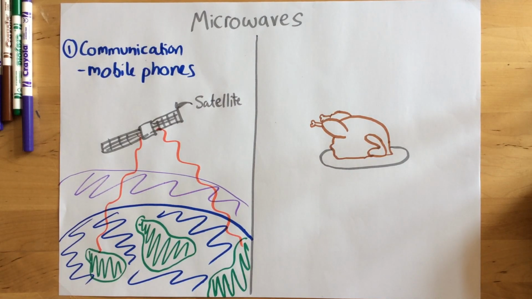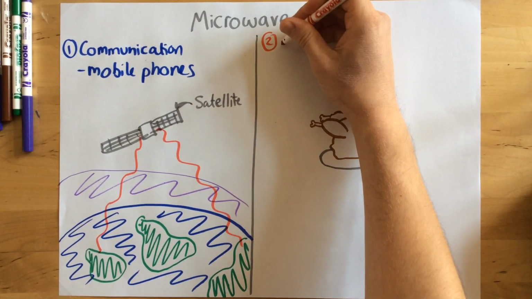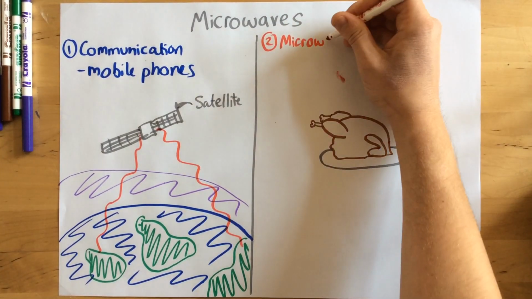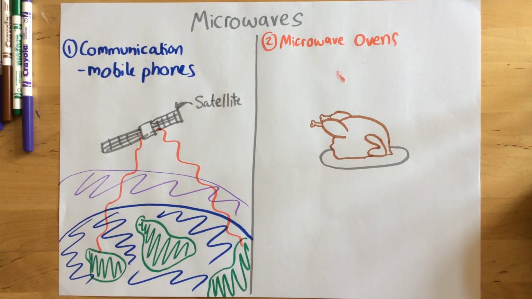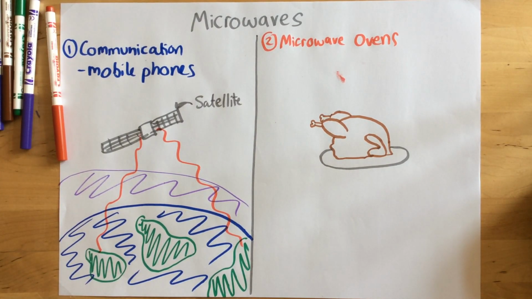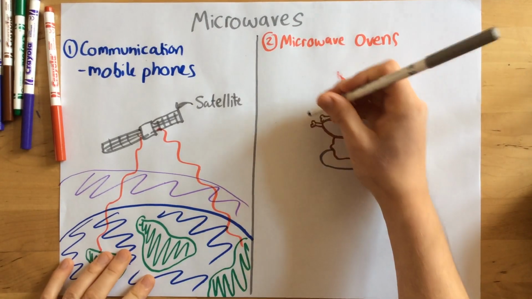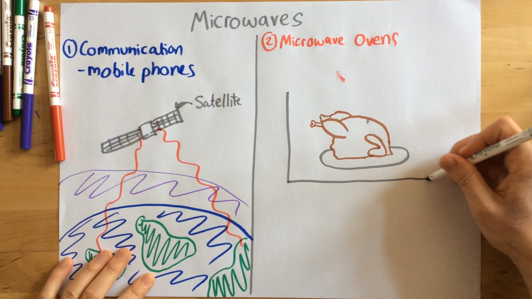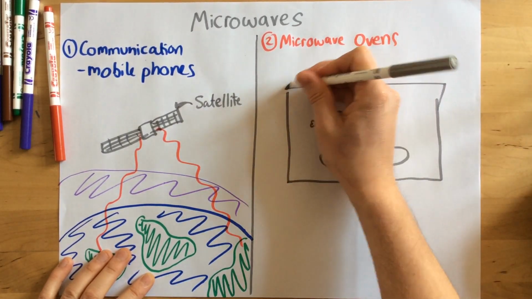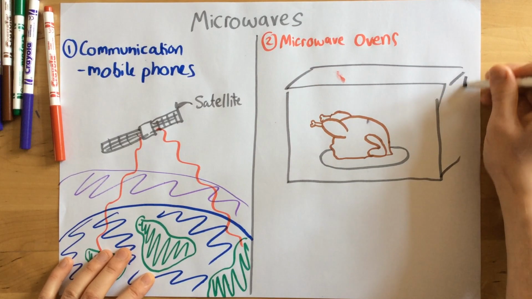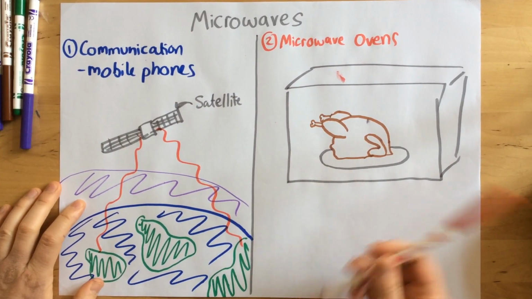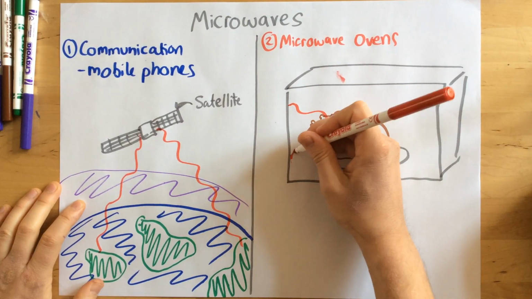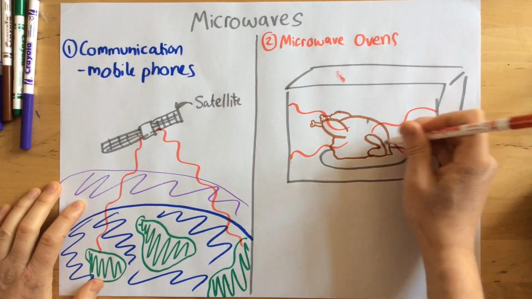The other use that I think most of us will already be aware of is microwave ovens. So essentially, microwaves can be used to heat up food. So let's imagine we've got this food here that we want to heat up. So here is inside the microwave oven. So what happens is within the microwave oven, we fire microwaves at the food.